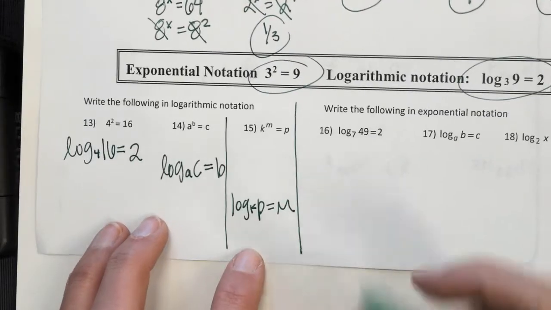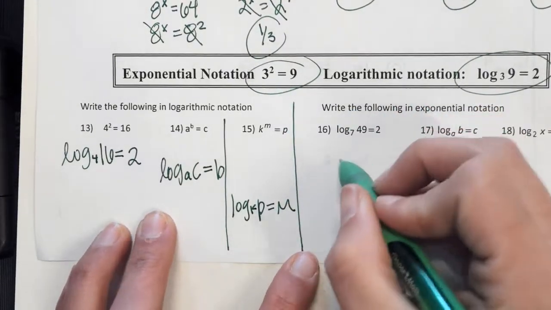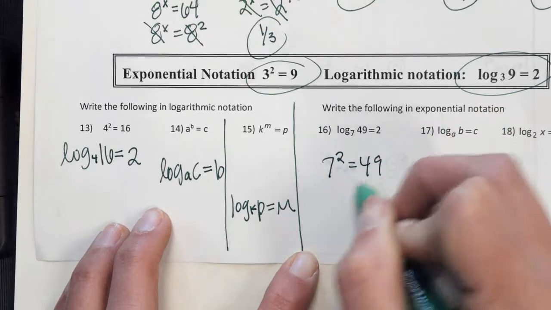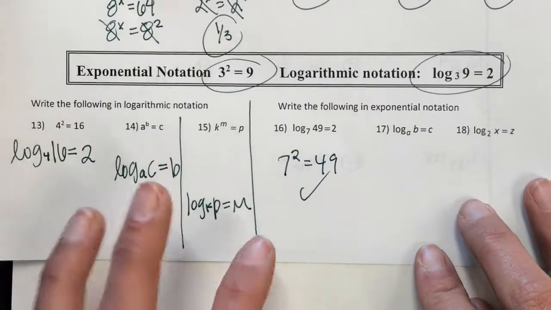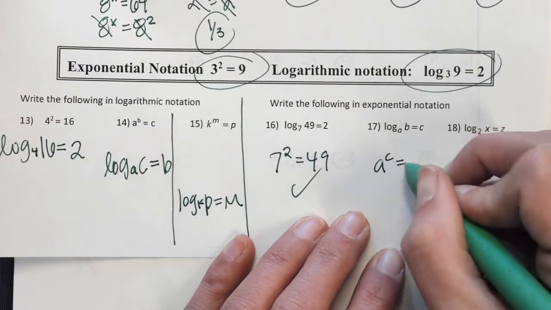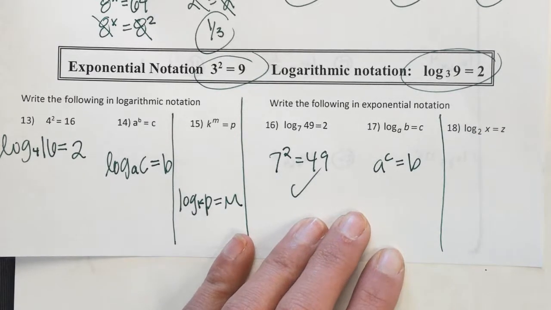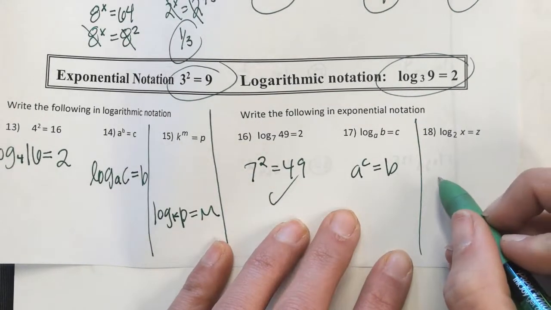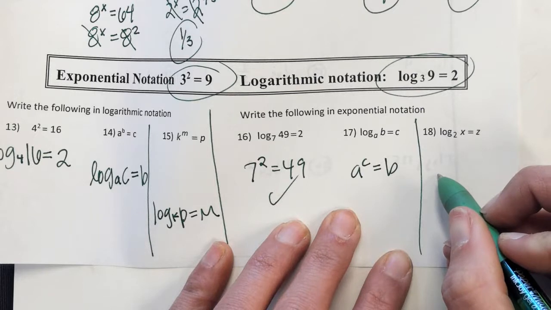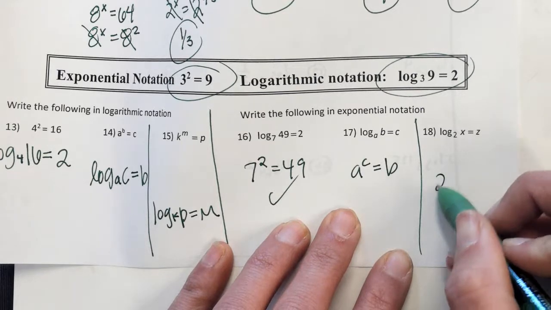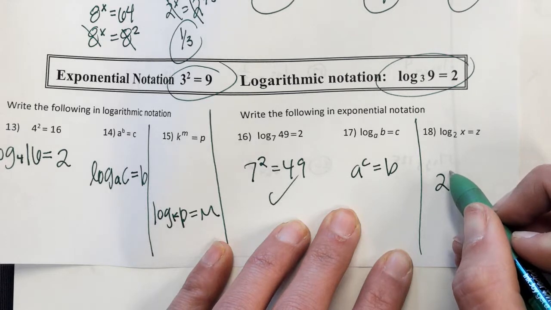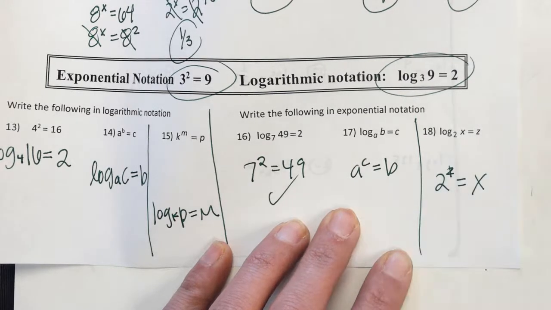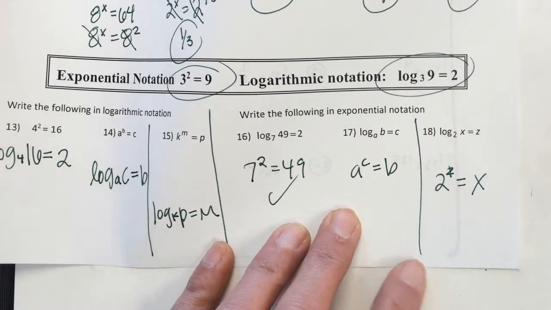Let's go backwards. Now we're writing it in exponential. So we start with my base. What's my exponent? Equals. Very good. Next one would be. Good. Do the last one on your own right quick. And Daniel, this would be what? Good. Any questions about logarithmic and exponential?